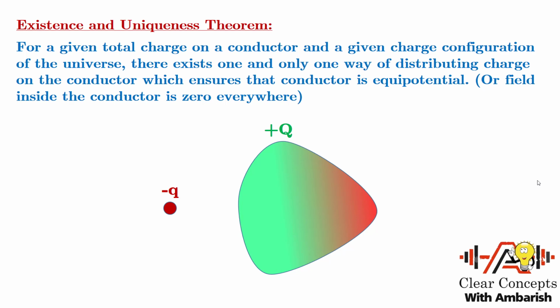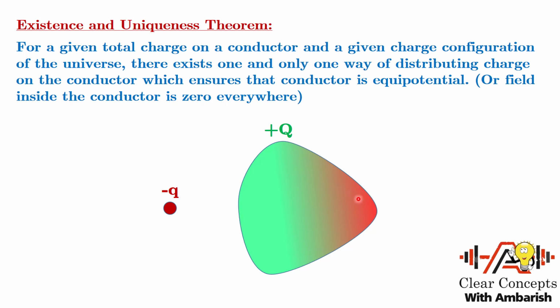Okay, so first of all, let me state the existence and uniqueness theorems. So what is the theorem? It says that for a given total charge on a conductor and a given charge configuration of the universe, there exists one and only one way of distributing charge on the conductor, which ensures that the conductor is equipotential, or the field inside the conductor is zero everywhere.